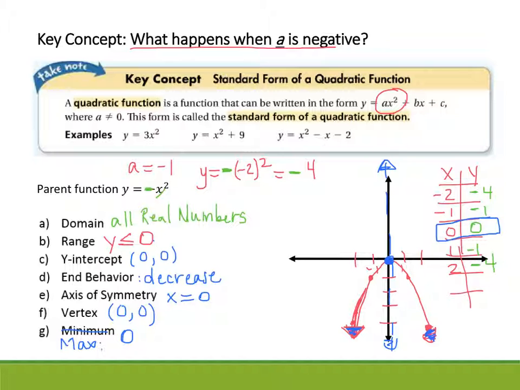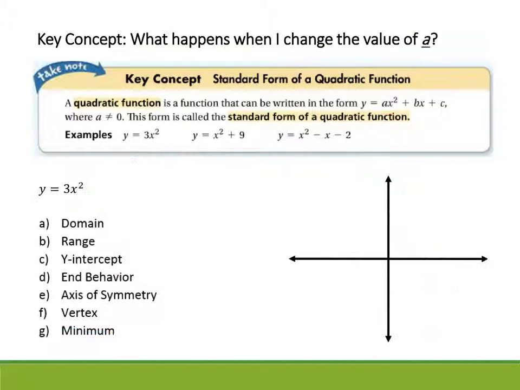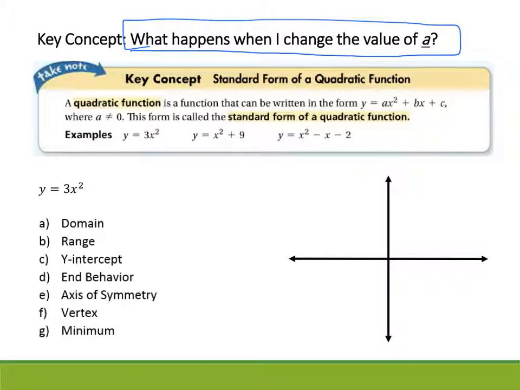So let's look at another situation. Now let's graph y equals 3x squared. In this situation, I'm trying to look at what happens when I change the value of my a. So now the a value is going to equal 3. And I want to discuss with you the domain, the range, the y-intercepts, all of this same information for this particular graph when y equals 3x squared and the a value has a value of 3.